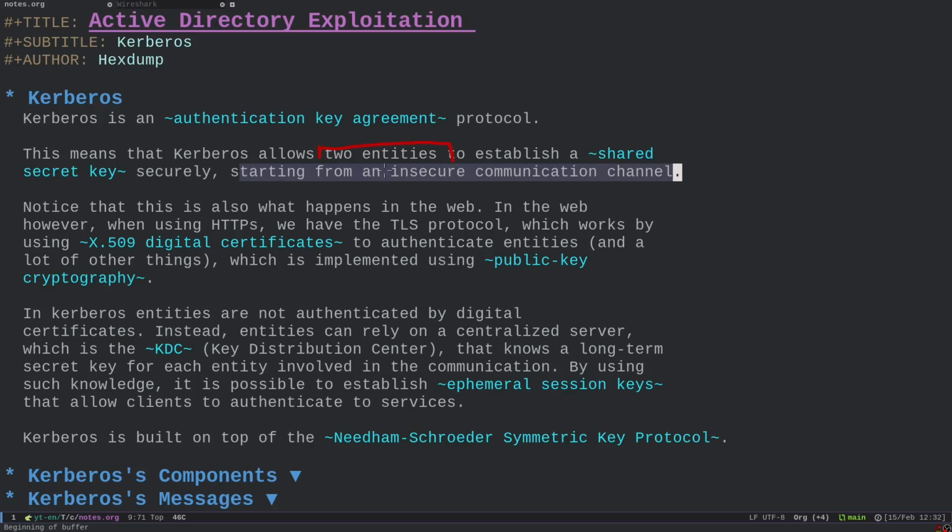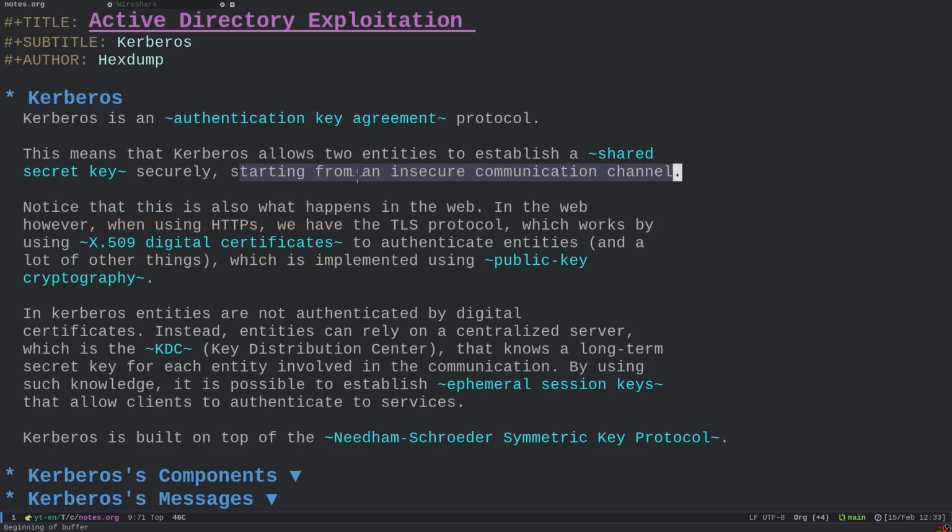Now, this is also what happens in the web, right? But in the web, we do not have Kerberos. This is an important point. In the web, Kerberos is not there. Instead, we have HTTPS, and HTTPS is built on top of TLS. So the stack is HTTP, then TLS, then TCP, then IP, and then all the other protocols. So this is the protocol stack for securing the web. And this works by using digital certificates, X.509 digital certificates, to authenticate entities, and a lot of other cryptography.